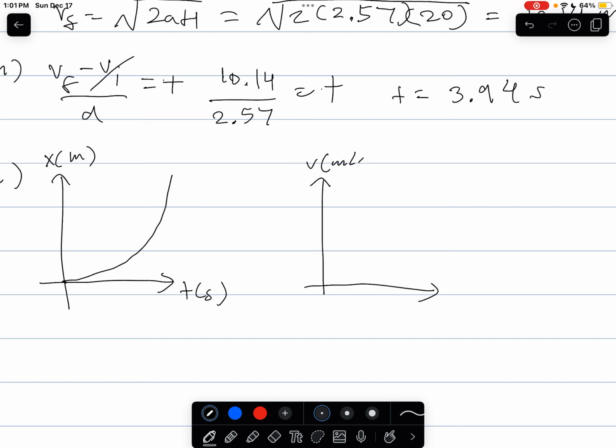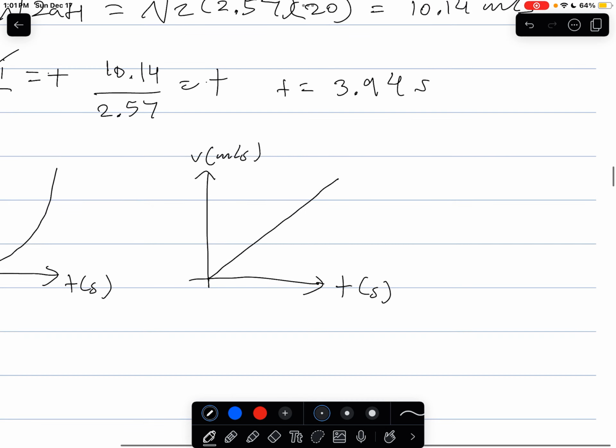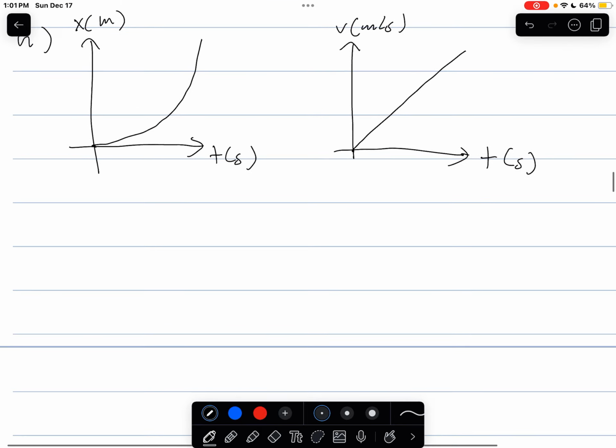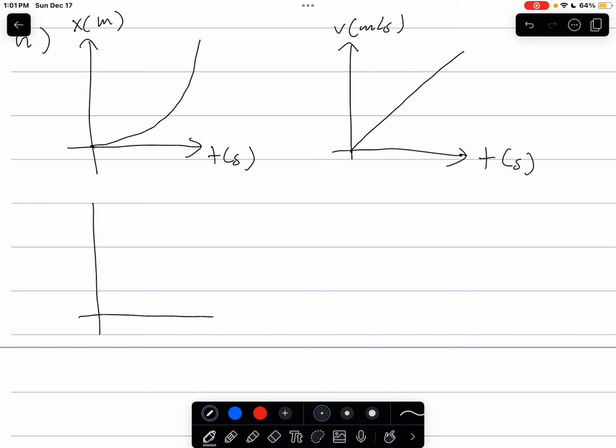Now this is v, which is going to be meters per second. And then this is t, which is going to be seconds. So v is just going to be like a derivative of the graph of x, and it's just going to be like a straight line. And Vi right there is 0. And then it's going to grow at a constant rate because acceleration is constant.